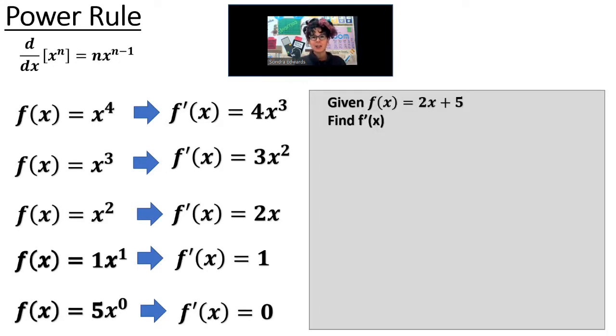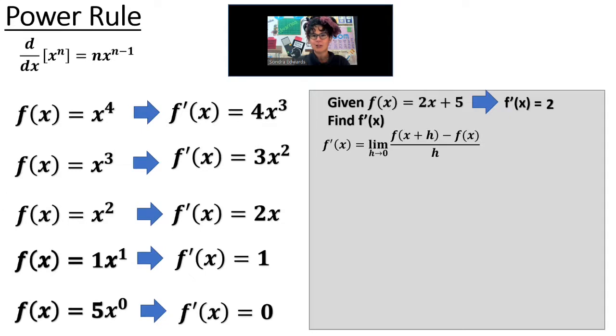All right, here's another one. Let's say that we have the function f of x equals 2x plus 5, and we want to find the derivative. Oh, I know it's so painful, but let's go ahead and use the limit definition to find that the answer is just 2. Here's my process.